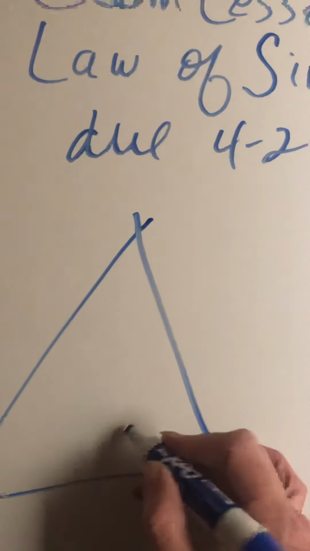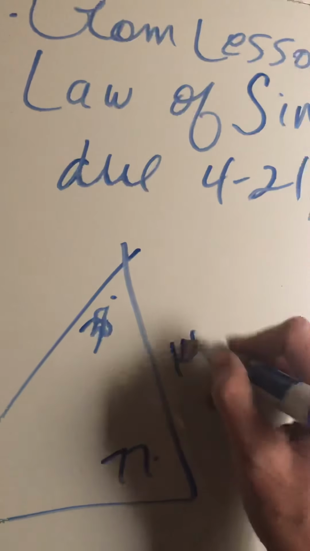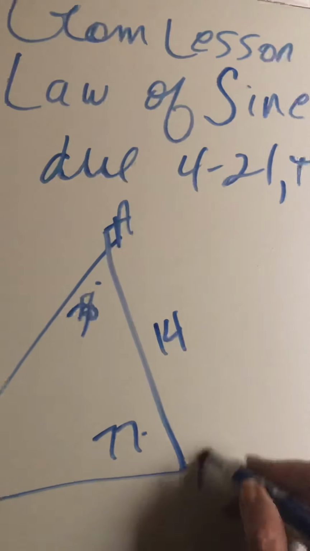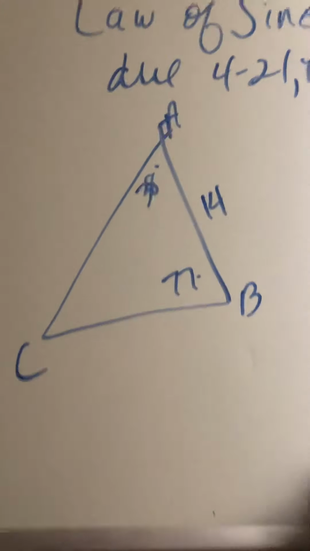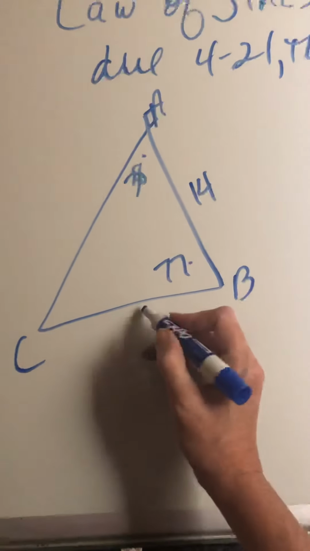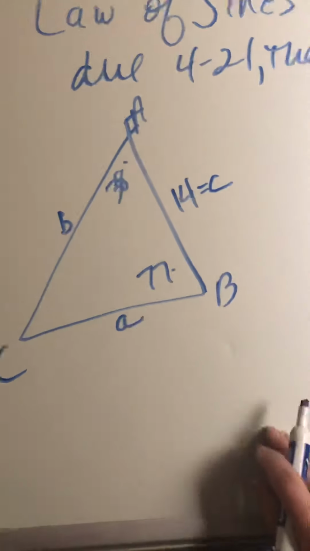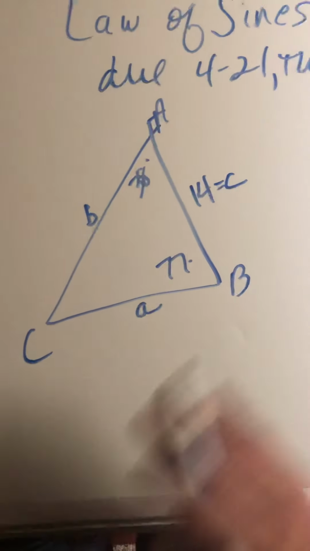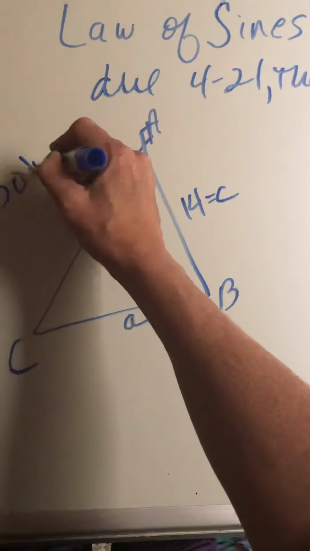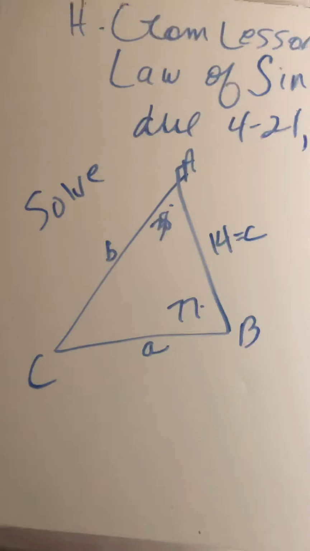This is 77, this is 38, this is 14, A, B, and C. So there's the triangle. That's angle A. So that means this is side A, this is side B, and this is side C. And I want to solve this triangle again. I'm going to solve the whole thing. I'm going to find the missing angle, and I'm going to find the two missing sides.